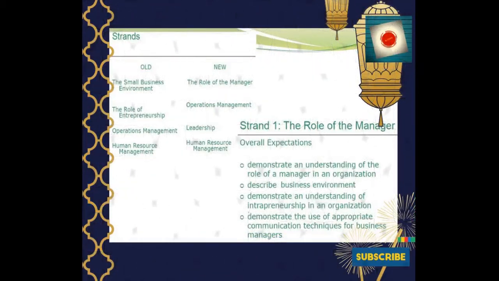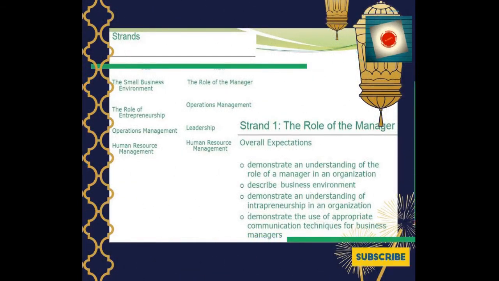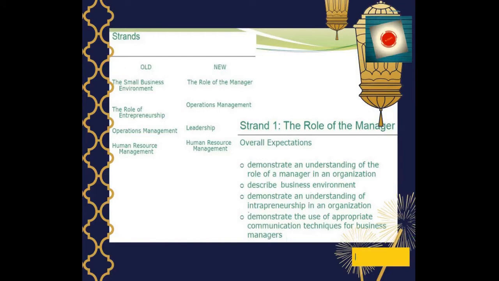In this slide, we will be discussing the different strands, strand 1, 2 and 3, on the role of managers. So there is the old understanding and the new one. The old one, the small business environment, knew the role of the manager as entrepreneurship. Now it is operation management. In the old understanding, it was operation management. Now it is called leadership. The thing which was initially human resource management has remained human resource management. So these are the terminologies which have changed with the passage of time.